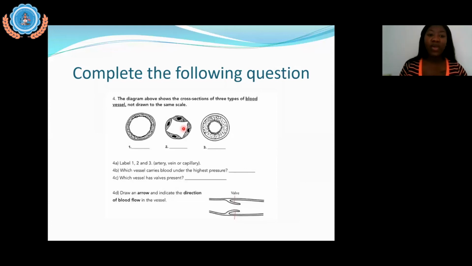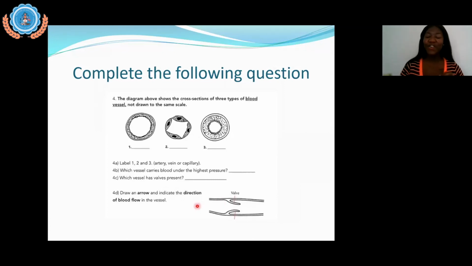And number C, which vessel has valves present? Veins have valves. Yes, Andre. Yes, Yasmin. Yes, Beyonce. Alrighty? And we don't have an arrow, but you can type for me. Indicate the direction of blood flow in a vein. How would blood flow? In this case, it will be to the right.